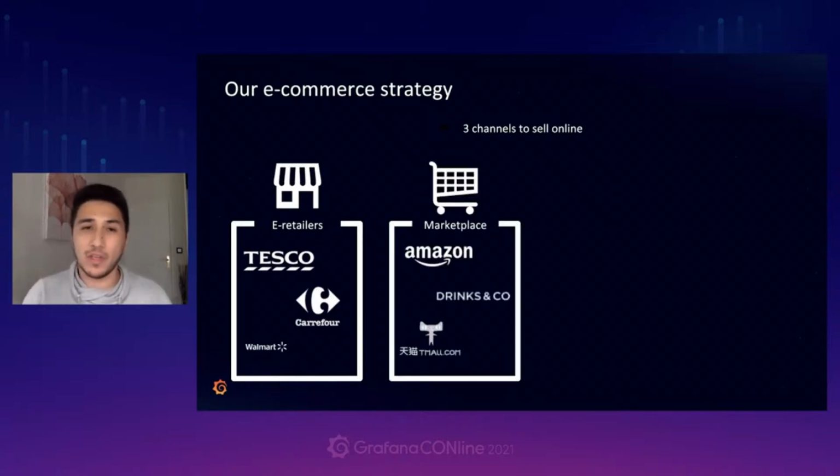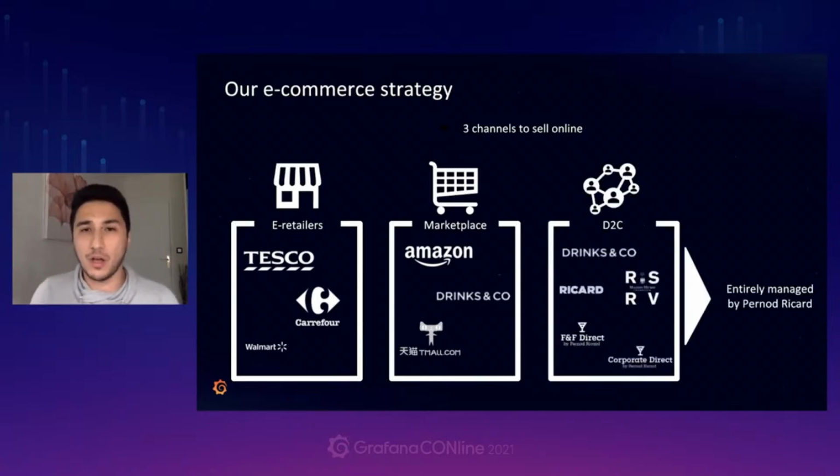The second one is the marketplace. The main one that you may know, obviously, is Amazon. We also have Tmall. Here, we are using those platforms to sell online to our consumers, but then we are taking care of the consumer service as well as the delivery. We also own our own Drinks & Co marketplace, which was acquired about 4 years ago, in order for Pernod Ricard to really jump into the marketplace business.